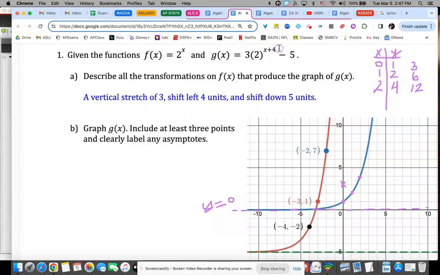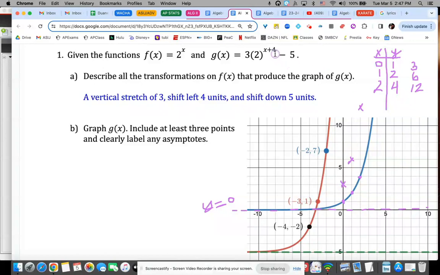And then we are going to move things 4 to the left in this case. It's always opposite of what you think. So 1, 6 would be a point, and then 2, 12 would be a point. It's way up here somewhere, right? So this whole blue graph has been stretched out to go up faster and faster. The asymptote hasn't moved yet.